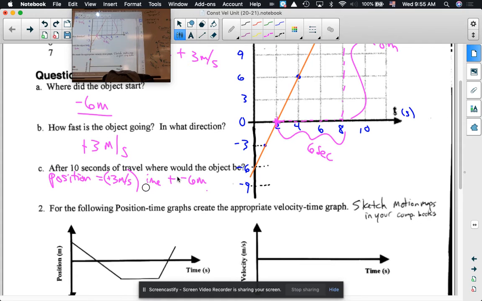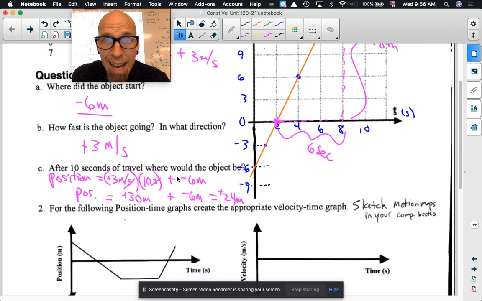That means I put 10 seconds in for time. 10 seconds. That's not 105, that's 10 seconds. And so that seconds cancels that seconds, and I get positive 3 meters times 10. Positive 3 meters times 10 is positive 30 meters. Plus negative 6 meters, I can't forget about my y-intercept out there, which means that my position is positive 24 meters.